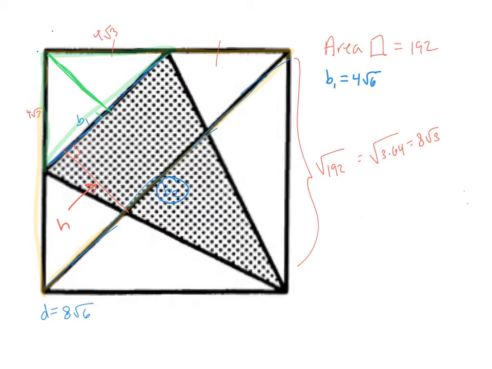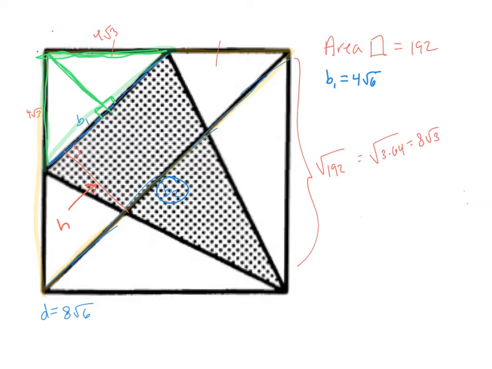Okay, so how do we find that? Well, that is the height of this smaller 45, 45, 90. And each of these sides, which is 4 root 3, is serving as the hypotenuse of yet another 45, 45, 90.